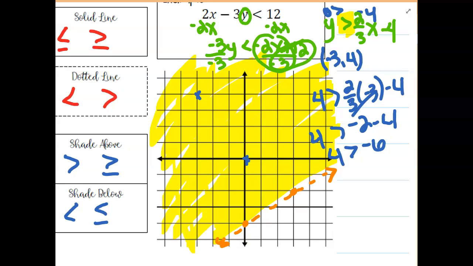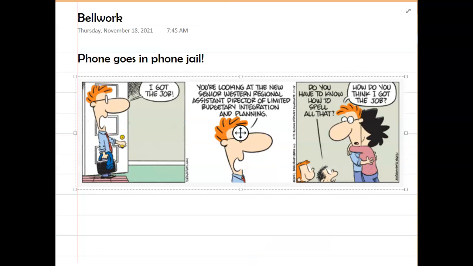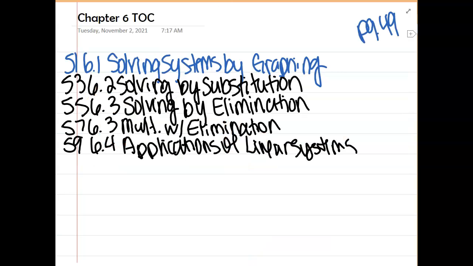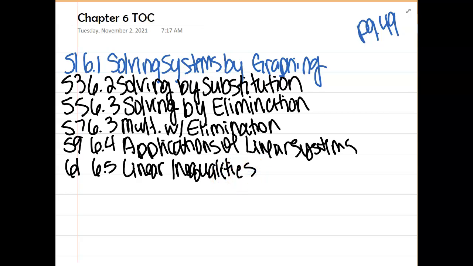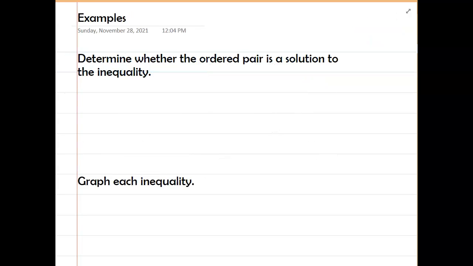Okay? All right, so let's go ahead and get this glued into, let's see what page we're on. We should be on page 61, section 6.5, and this is linear inequalities. So in your homework, for the most part, you're going to be graphing, but a few of these are just going to be kind of application. Are you really understanding what we're doing?